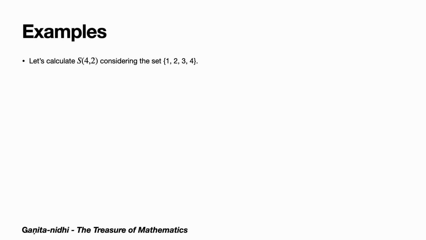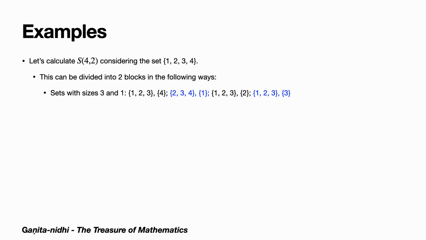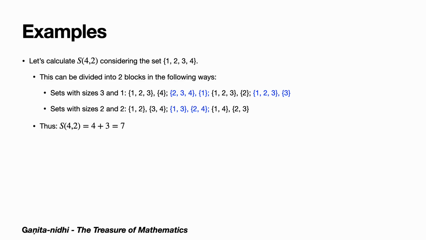Let's look at a few examples. Let's calculate 4 subset 2, considering the set 1, 2, 3, 4. Now this can be divided into two blocks in the following ways. Sets with sizes 3 and 1. So one set with size 3 and the other set with 1. So there are 4 such cases. And then sets with size 2 and 2. And you can see that there are 3 such possible cases. Thus the total would become 4 plus 3, and 4 subset 2 would be 7.